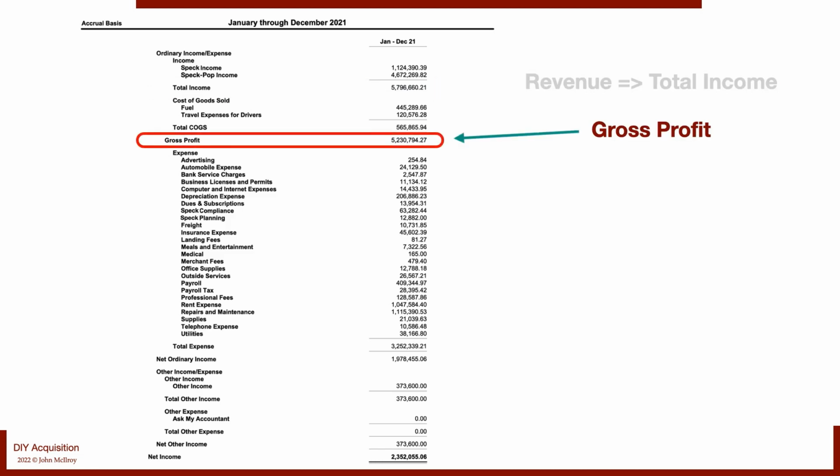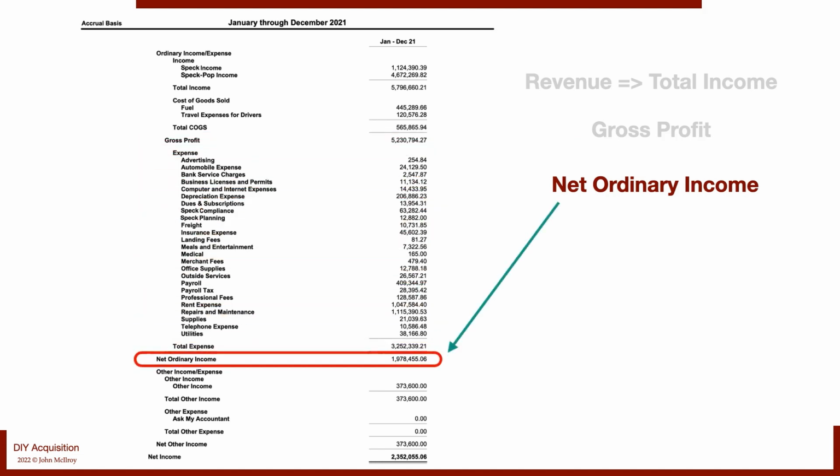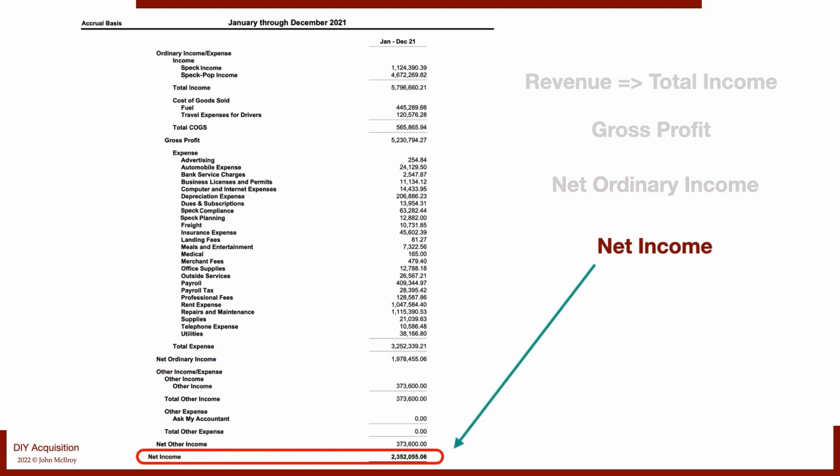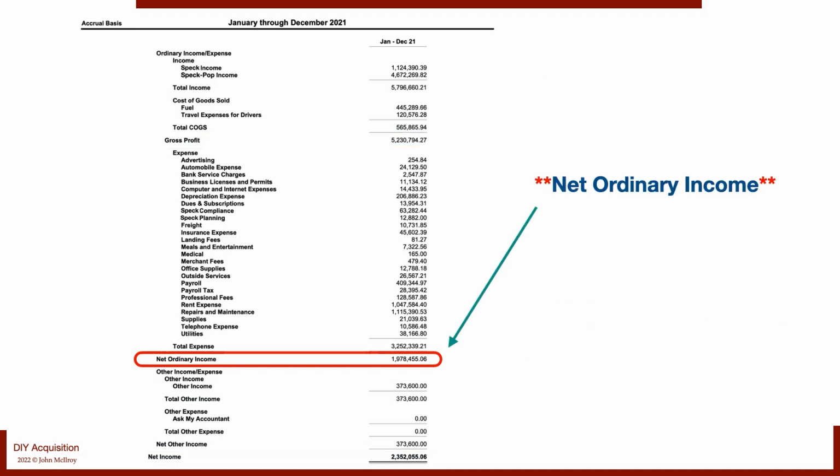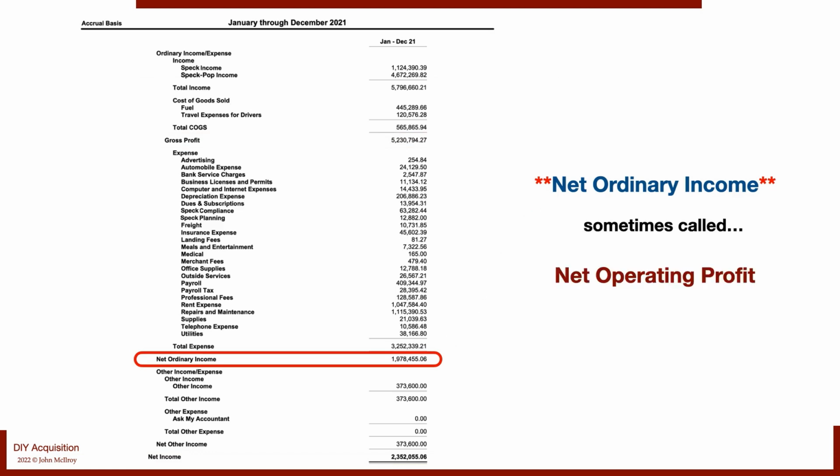Gross profit is what we get when we have revenue and we subtract cost of goods sold. Next, we have net ordinary income, where we deduct the operating expenses from the gross profit. And finally, we get net income, which is the final number, which includes everything. Well, which one do we start with when it comes to calculating EBITDA? And the answer is we start with net ordinary income. It's sometimes called net operating profit, sometimes called operating profit.